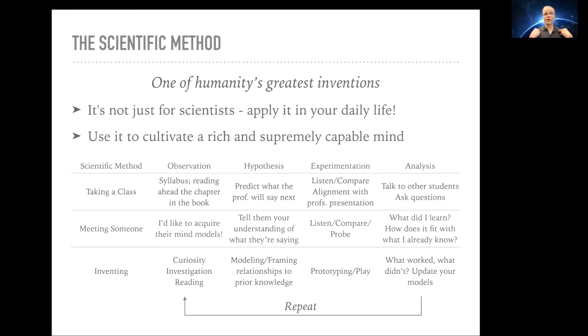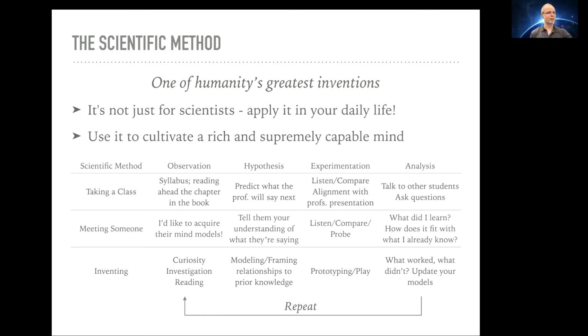You think to yourself, I've met someone who seems to really know a lot. I would like to acquire their mind models. Okay, so they've got some beautiful mind models. I wish I had them, okay? So you tell them, what is my understanding of what you know? Listen to what they say, compare what they say with what you predicted that they would say, okay? And then update your knowledge and cycle back around. Reiterate, I think my understanding, is this now correct?